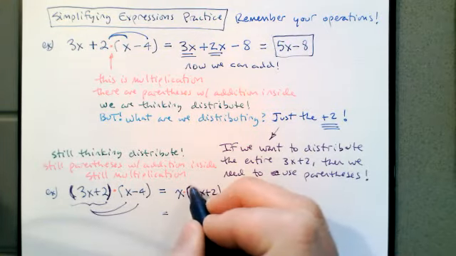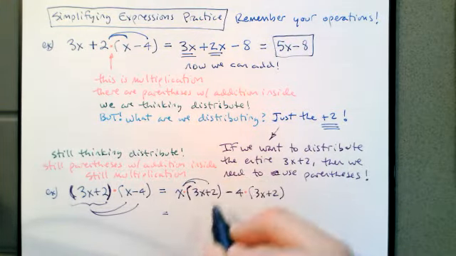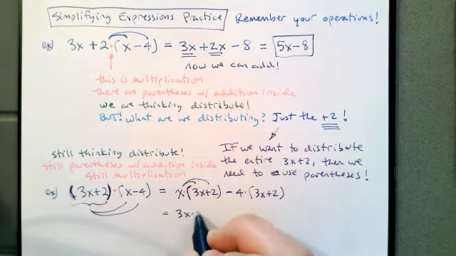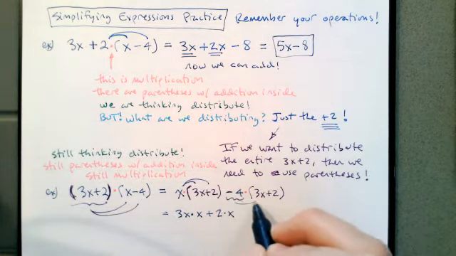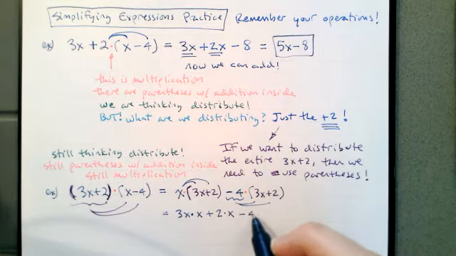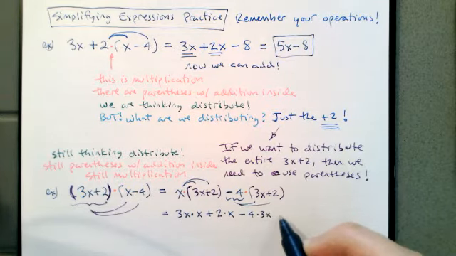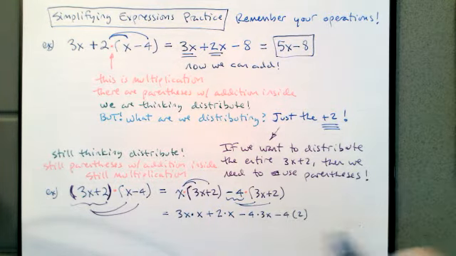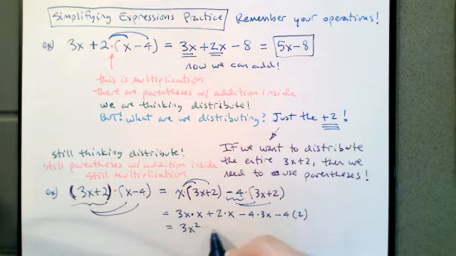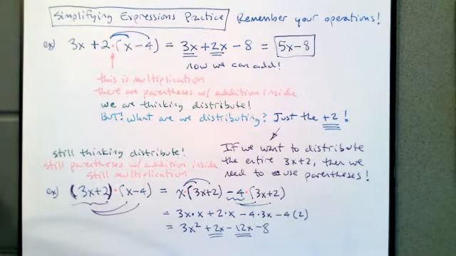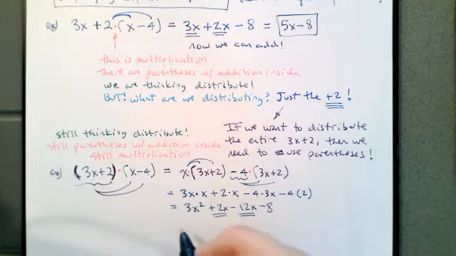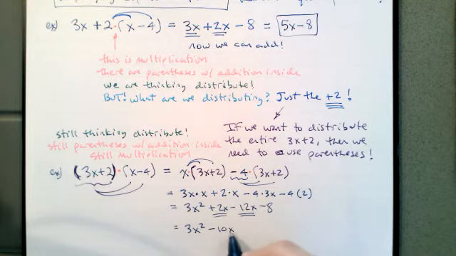We're still doing the distributive property, so we distribute again: x times 3x plus 2 times x. And then we distribute the negative 4: negative 4 times 3x, and negative 4 times 2. So we get 3x squared plus 2x minus 12x minus 8. Once we've taken care of all of our multiplication, we can deal with our addition, where we only add things that are the same. When we add them, it doesn't change what they are. So 3x squared, 2 minus 12 is minus 10x, minus 8.